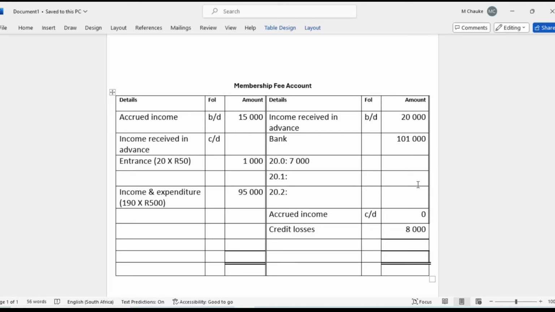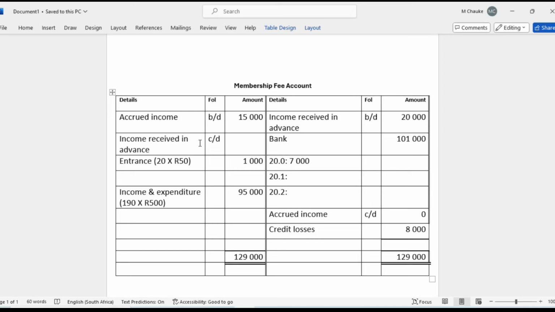It's going to be 20,000 plus 101,000 plus 8,000. I'm getting 129,000, right? Even on the other side, 129,000. And then now we're going to take 129,000 minus our income and expenditure, minus 1,000, minus 15,000. We will get our income received in advance.